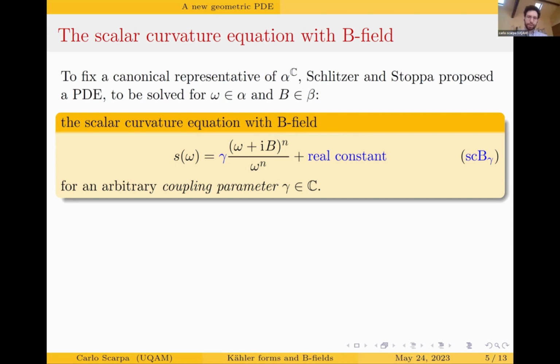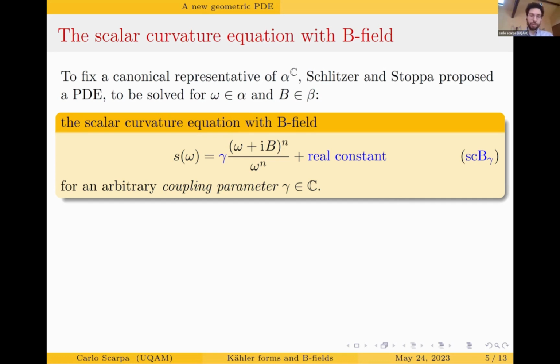So what are the things appearing in this expression? First of all, you see there's a complex combination of omega and B. This is a 2-form, and when you take its determinant, it will be a top degree form. You quotient it by your volume form omega to the n, and this will then be a complex function on your manifold.